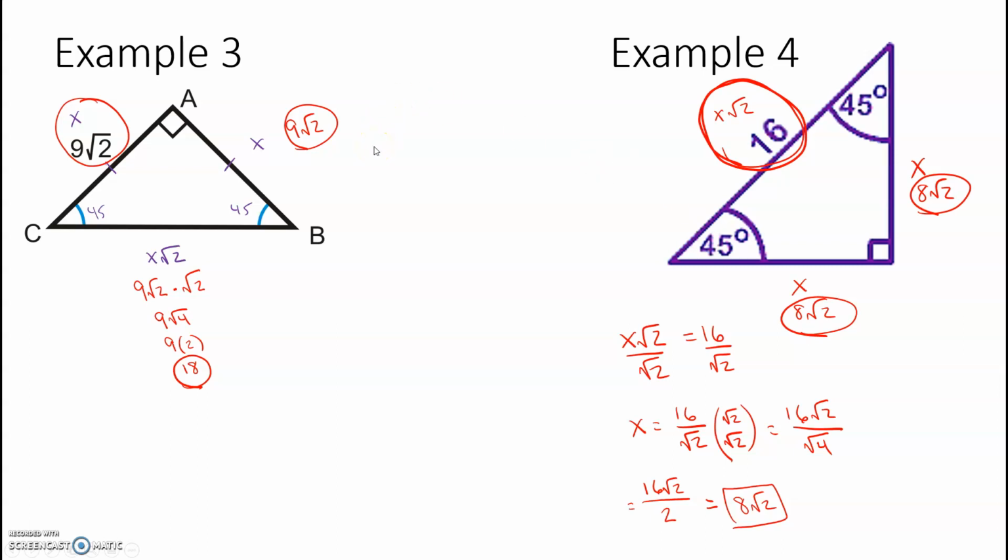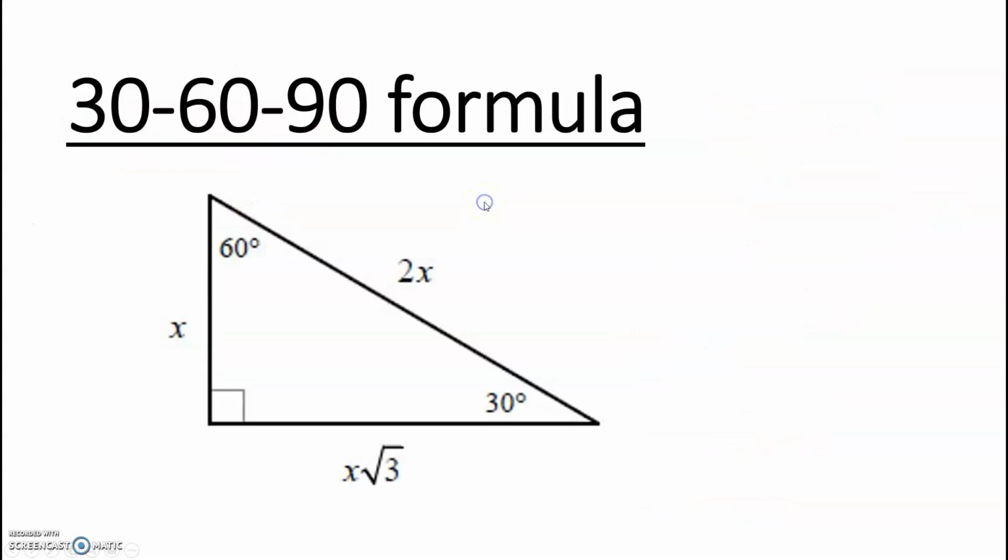So those are all examples of 45, 45, 90s. There's also a 30, 60, 90. And again, based on angles, we have a 30, a 60, and a 90. Now, we know the hypotenuse, right? That's our hypotenuse, is across from the 90.